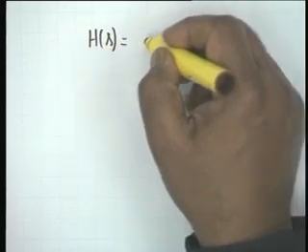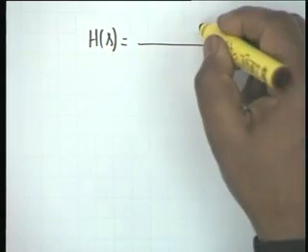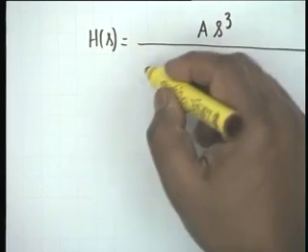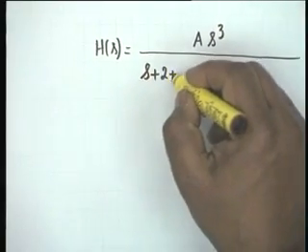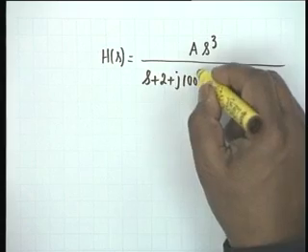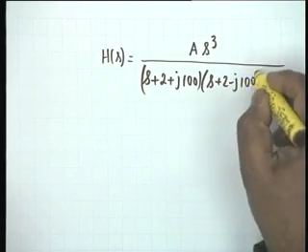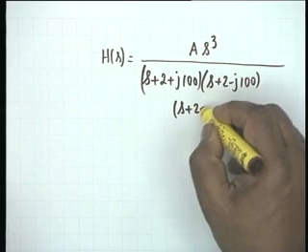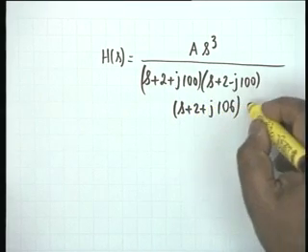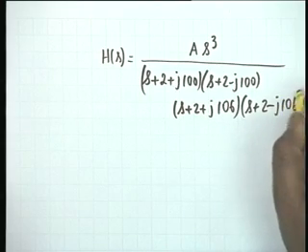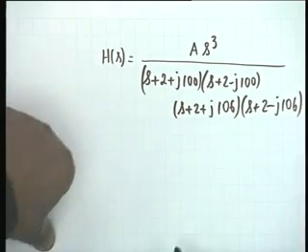We conclude this class with an example. It's a very illustrative example. We have a transfer function of this form: s plus 2 plus j100, s plus 2 minus j100, s plus 2 plus j106, s plus 2 minus j106. This is the transfer function.